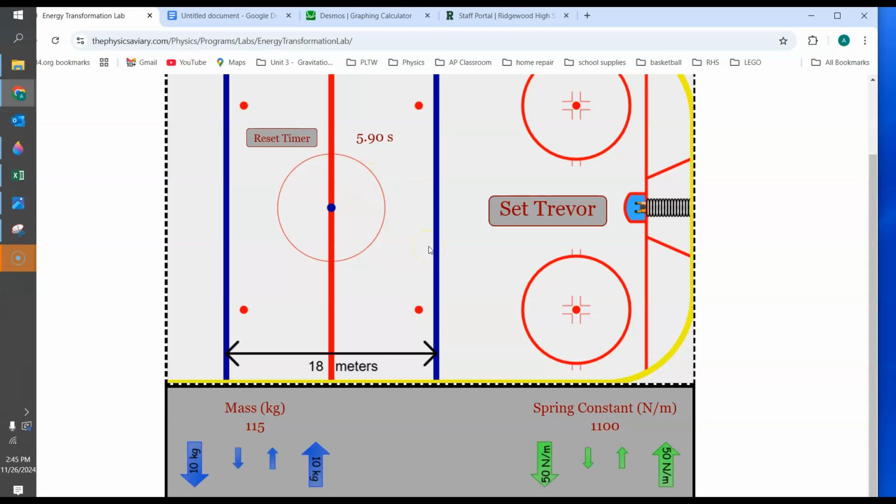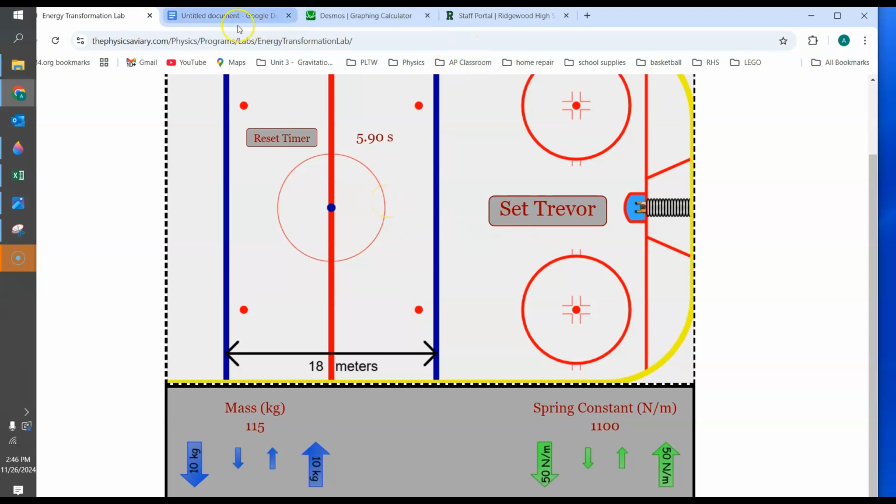So basically it traveled 18 meters. I'm using my calculator here. 18 meters divided by 5.9 seconds gives me 3.05 meters per second. So that's my velocity for that experiment. So we can do these different launches, changing either the mass or the spring constant, and then study what happens as a result of that. How does the velocity change?